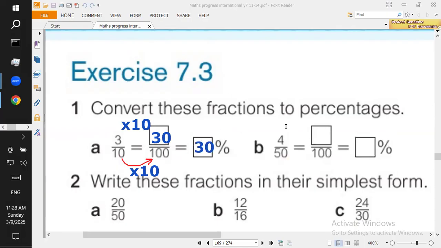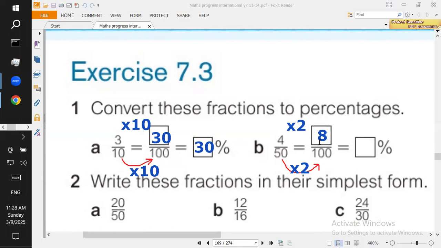Okay. Same idea here, 4 out of 50. To turn this into a percentage, I have to make the denominator out of 100. Same step, turn the 50 into 100. And to turn 50 into 100, I just multiply it by 2. And whatever I do to the denominator, I do it to the numerator. So I'm going to multiply by 2 here. So 4 times 2 is going to be 8.